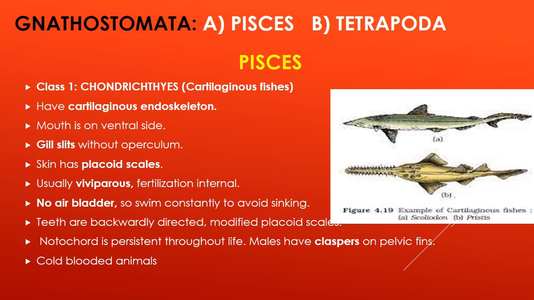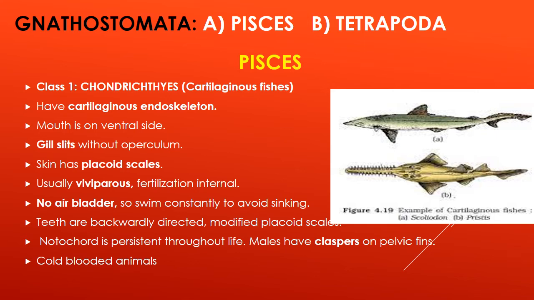This is very important. No confusion here. Viviparous. You can imagine a shark giving direct birth to a mini baby shark. So usually viviparous. Fertilization is internal. There is no air bladder. They have to swim constantly to avoid sinking. Teeth are backwardly directed. Teeth are nothing but scales which are modified into teeth. They are backward. Notochord is persistent throughout life.